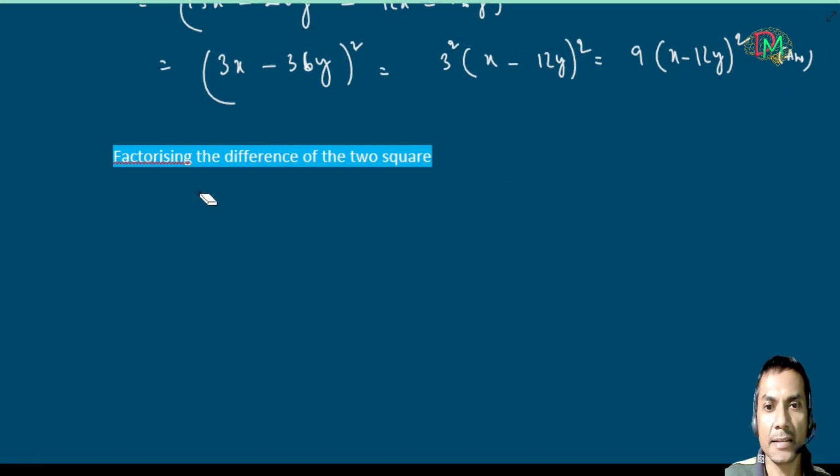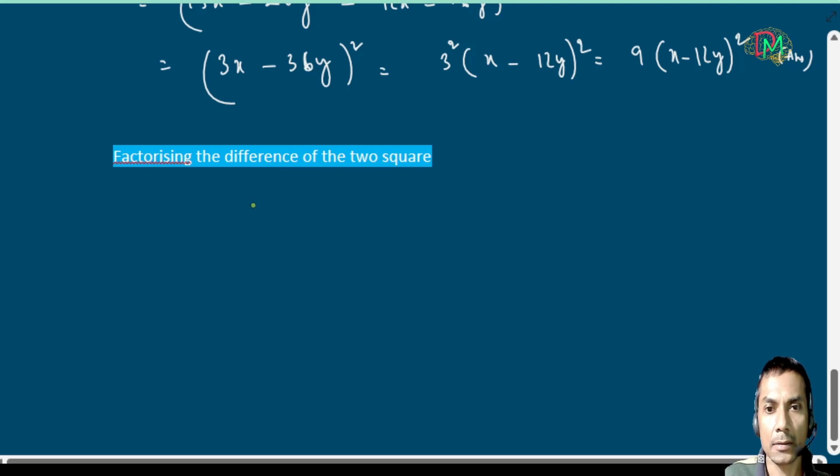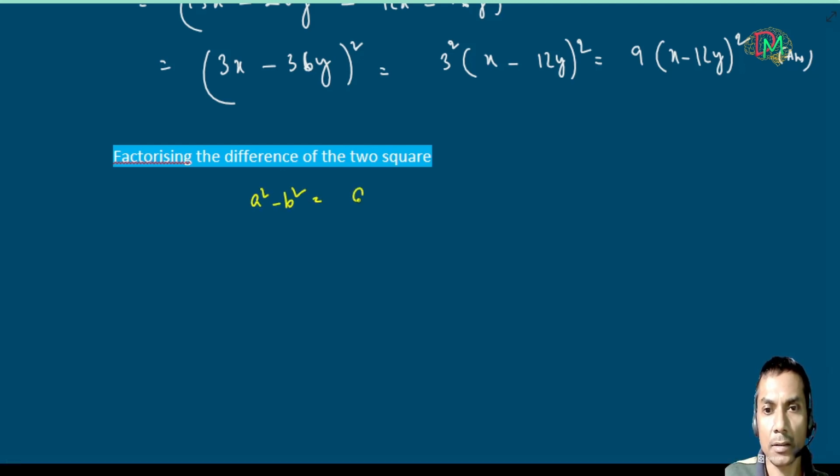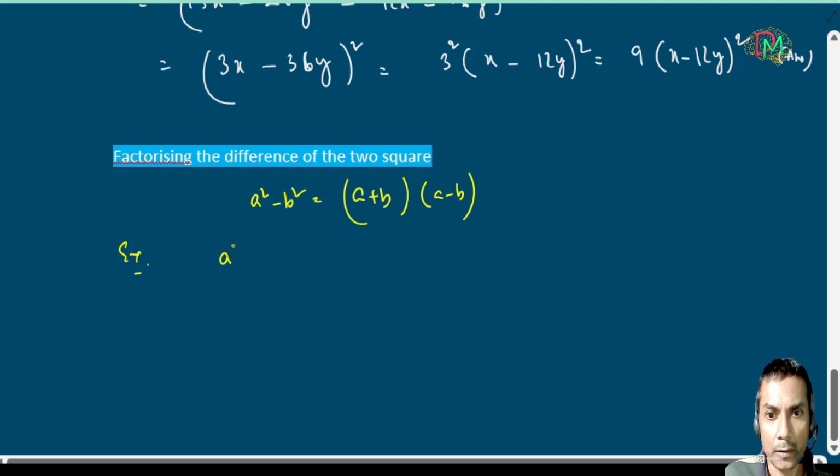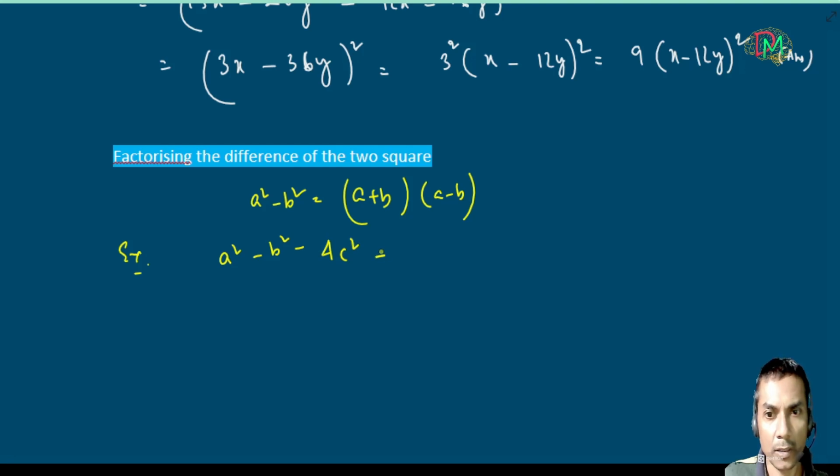Next we learn factorizing the difference of two squares. Here actually we apply a square minus b square, that is a plus b into a minus b, this algebraic identity. So let's take one example, that is a square minus b square minus 4c square plus 4d square minus 4 into (ad minus bc). How can you solve this?